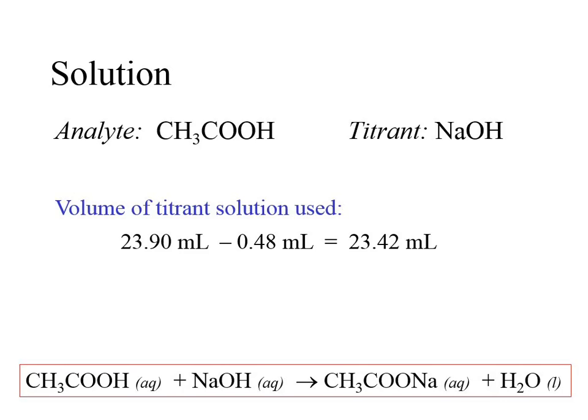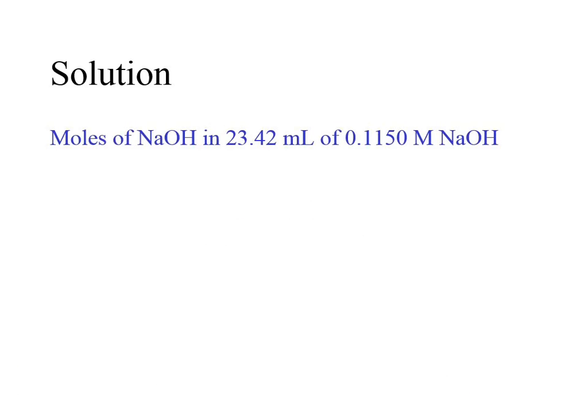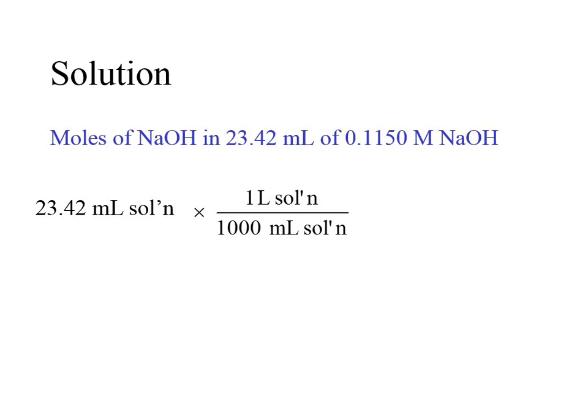Okay, so we're going to use that volume and the molarity to get to moles of NaOH. So it's like what we did before. If I start with that 23.42 milliliters over 1, and this is the moles of NaOH. And then I convert that to liters by going 1 liter over 1,000 milliliters. And then I introduce the molarity term. I want liters to cancel, so I'm going to use the unflipped version of molarity.